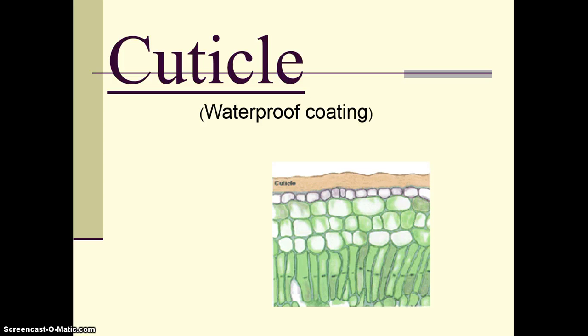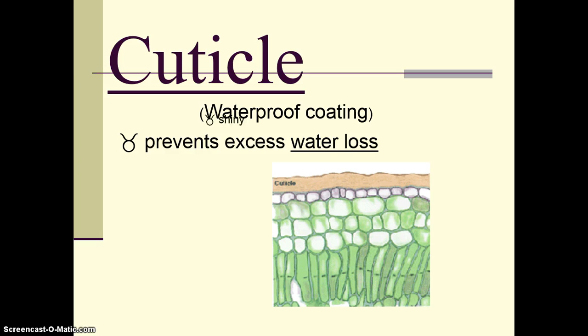That is a waxy waterproof coating, and that prevents water loss. That prevents water from evaporating from the leaf. So it would make sense that your desert plants tend to have a thicker cuticle and your tropical plants tend to have a thinner cuticle. This cuticle is also shiny looking.